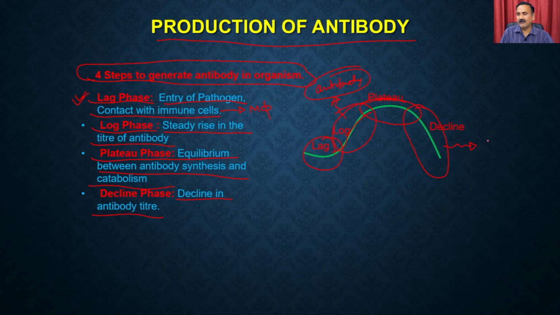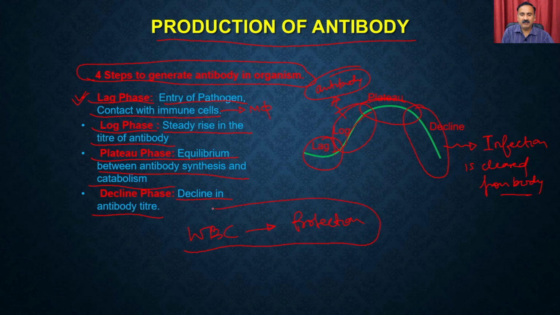So in the decline phase, the infection is going to be cleared from the body, and that's how the WBCs are actually going to provide the protection against the infectious organism. So WBCs depend very heavily on the antibodies for providing the protection, and that's why, remember that during this pandemic, the people were going with the plasma therapy, right?